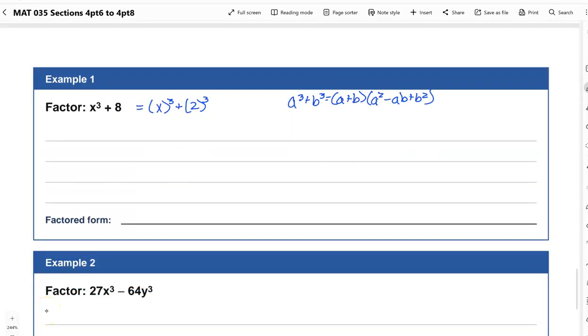I just have to figure out what my a and b is going to be. In this case, a is going to be x, b is going to be 2, and I'm literally just plugging it in here. So it's going to be x plus 2 times x squared minus x times 2, which is 2x, plus b squared, and 2 squared is 4.